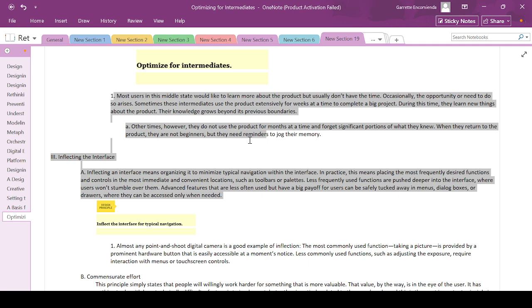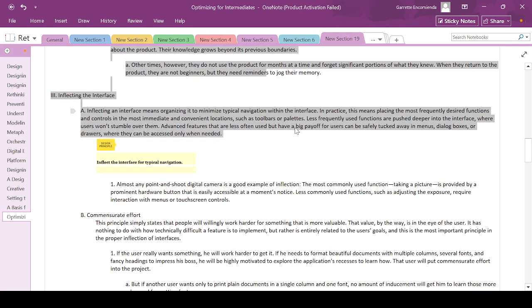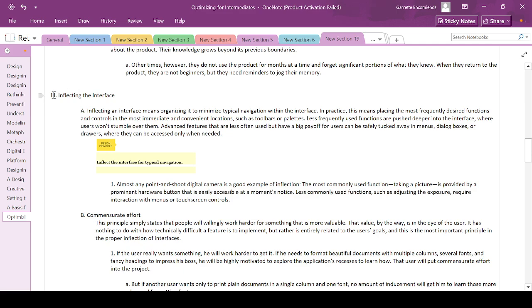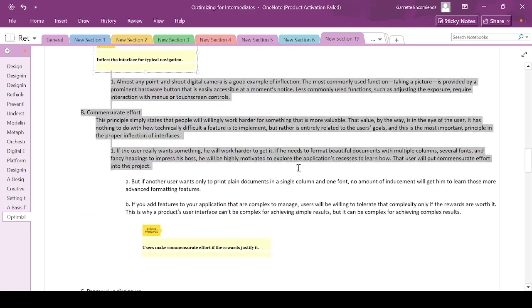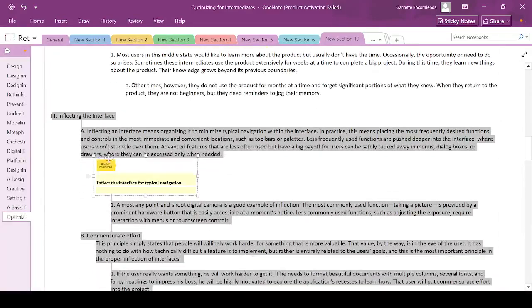Other times, however, they do not use the product for months at a time and forget significant portions of what they knew. When they return to the product, they are not beginners, but they need reminders to jog their memory. So they're not beginners when they return because they already pushed the boundary, but they need reminders.